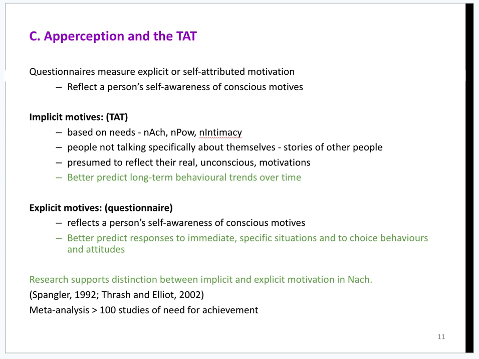The other piece that it mentions, and it doesn't say about the other two motives, power and intimacy, but it does say for achievement, research has been done to demonstrate, there was a meta-analysis, like over 100 studies of need for achievement, and they did find that there was a difference between implicit and explicit motivation within need for achievement. Okay, so when they're doing these studies, people who did the TAT versus people who did the questionnaire, there was a significant difference in their answers.